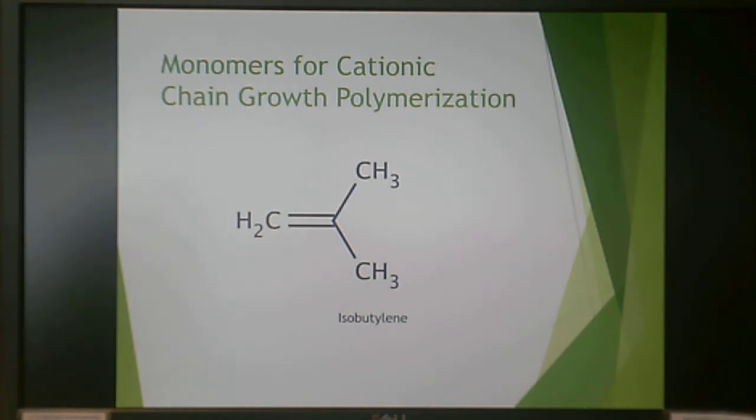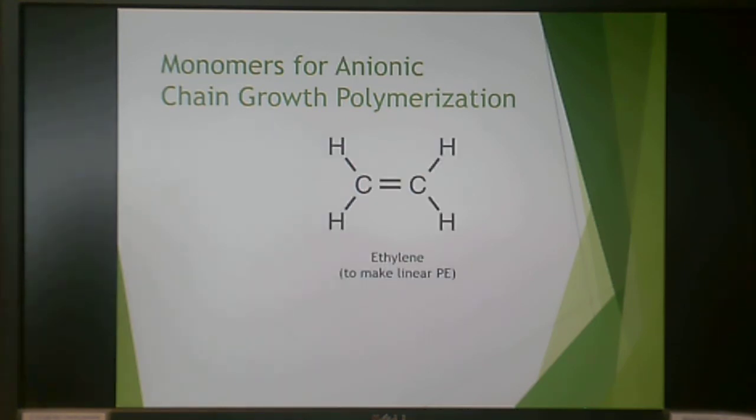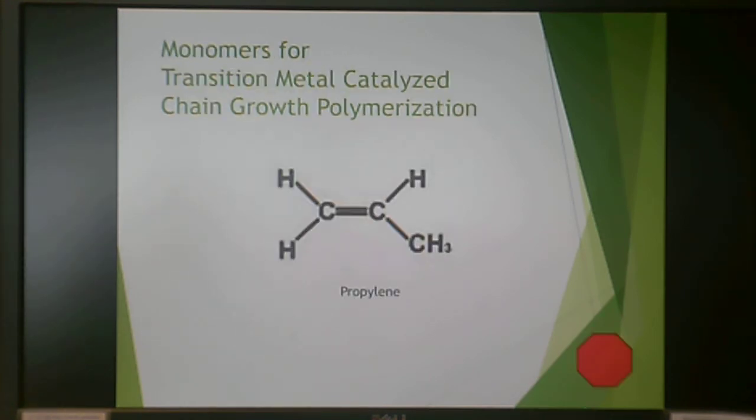Isobutylene, which is often used in synthetic rubbers, is what's most often used for cationic chain growth polymerization. And then ethylene, to make linear polyethylene or high-density polyethylene, is often anionic in its polymerization. And then propylene is what is most often used for transition metal catalyzed chain growth polymerization.